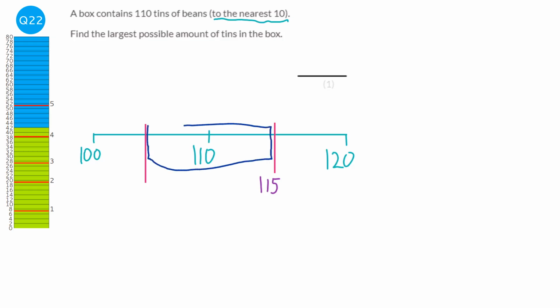So this part here includes this line actually, so it includes this line. All the numbers that would have rounded to 110 would have been 105, 106, 107, 108, 109, 110, 111, 112, 113, 114, which would be here. But if it was 115, it would have rounded to 120. So 114 is the biggest number it could have been before rounding to 120, and we know it didn't round to 120 because in the question it says it's 110 to the nearest 10. So our answer is 114.